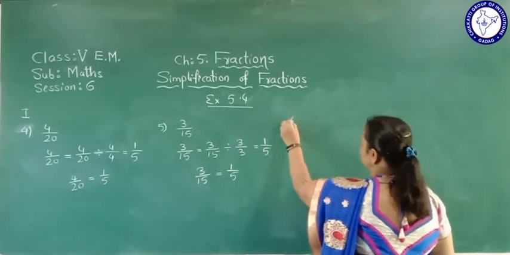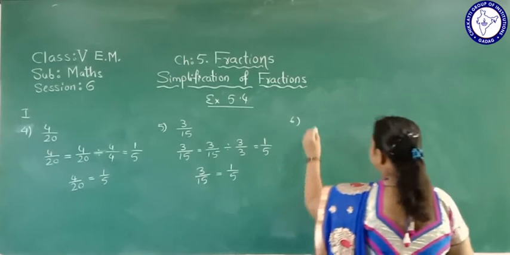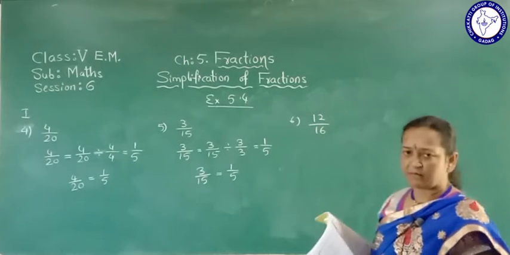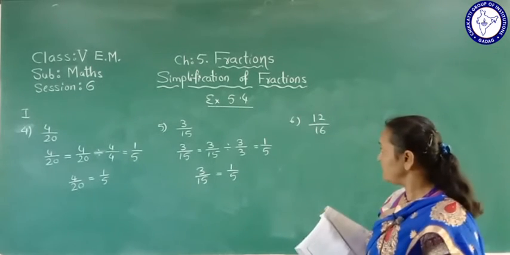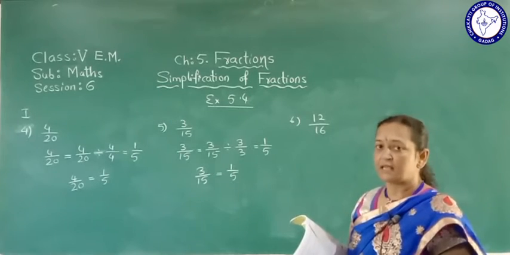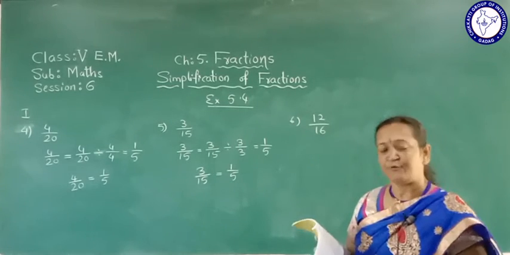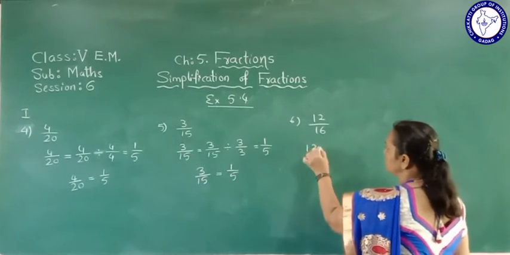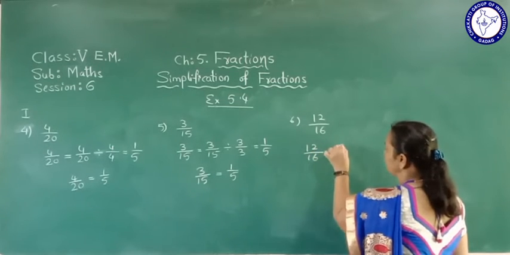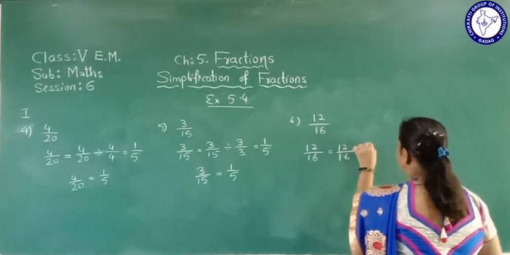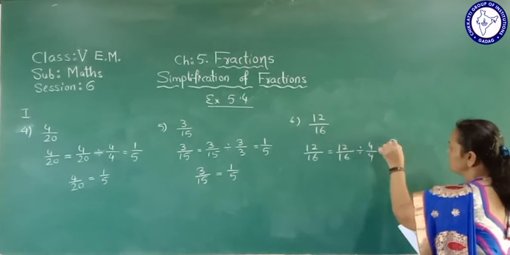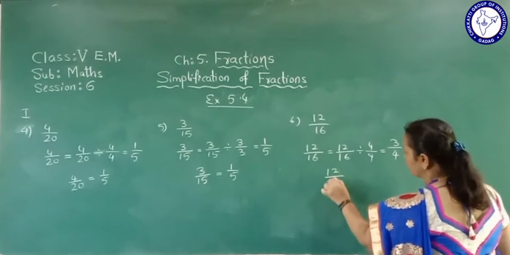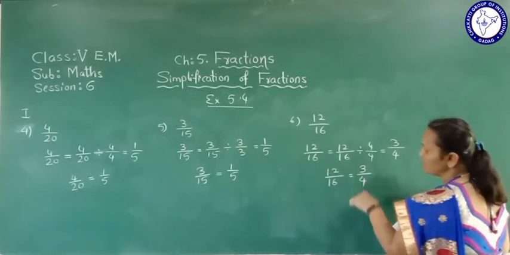Then sixth question, it is 12 by 16. Now 12 and 16 both are even numbers, we get them in the 2 table. But can you find 12 and 16 in any other table? Yes, 12 and 16 we get in the 4 table also. So 4 3s are 12 and 4 4s are 16. So here 12 by 16 you can divide both numbers by 4. So 4 3s are 12 and 4 4s are 16. So 12 by 16 is equal to 3 by 4.